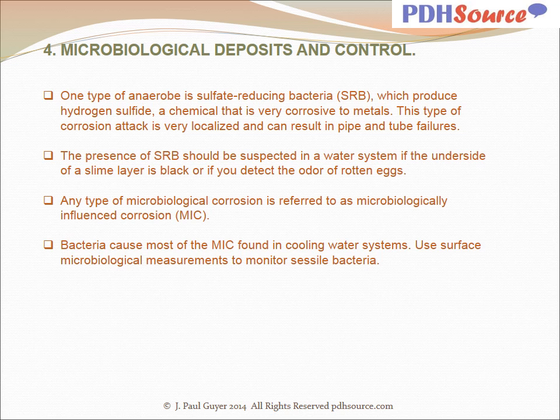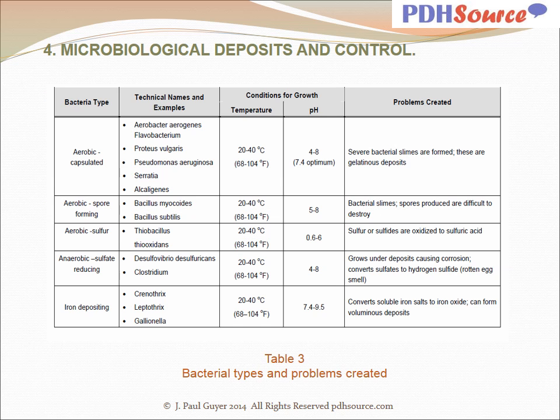Any type of microbiological corrosion is referred to as microbiologically influenced corrosion, abbreviated MIC. Bacteria cause most of the MIC found in cooling water systems. Use surface microbiological measurements to monitor sessile bacteria. Table 3 indicates the bacteria types of interest and the problems that are created in cooling water systems.